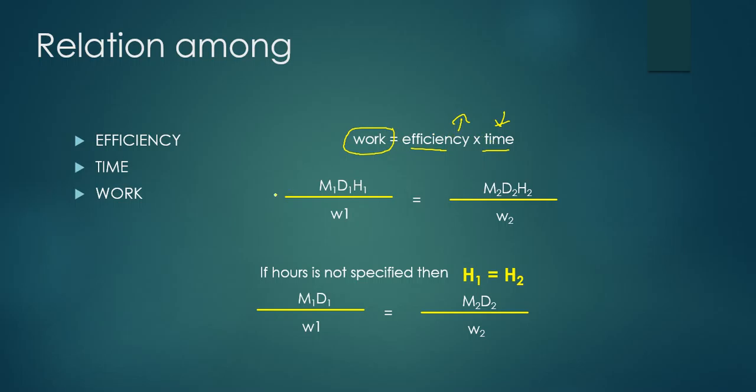Now this is a general formula you use for group problems. M1 D1 H1 by W1 is equivalent to M2 D2 H2 by W2. M stands for men, the number of men, D stands for days, H stands for hours, W stands for work. If hours is not specified, then I have to consider the number of hours as constant, H1 equals H2. Then this formula will become M1 D1 by W1 equivalent to M2 D2 by W2.